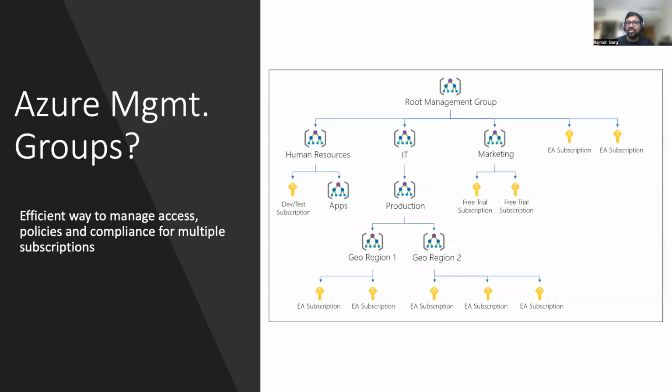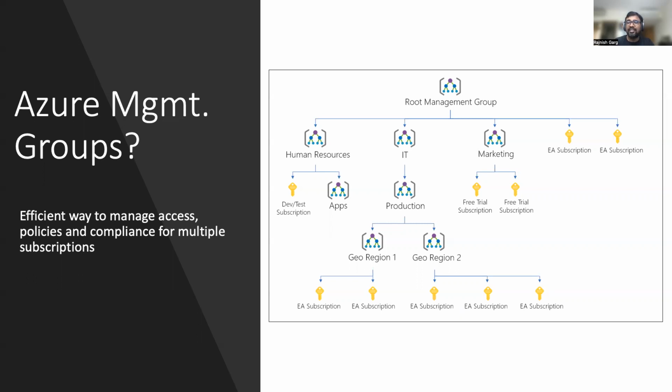Similar to GCP organizations and folders, on the Azure side you will generally have a lot of Azure subscriptions, and most of the time you have to figure out a way to efficiently manage access, policies, and compliance for all these subscriptions. That's where Microsoft provides a capability called management groups. It can help you group your multiple subscriptions. Once you are able to group them, you can assign different policies, access, and privileges. So this is how this entire thing is going to look.